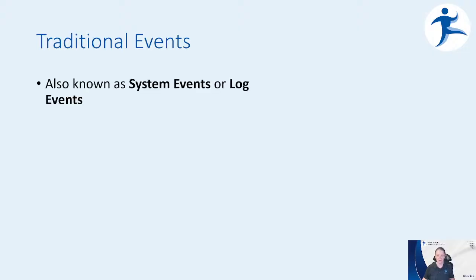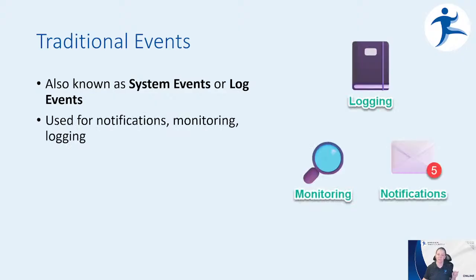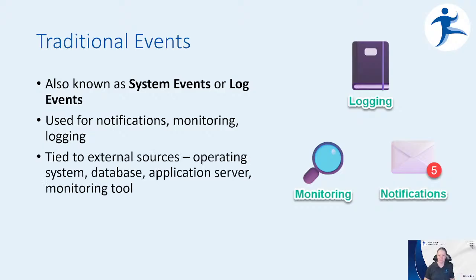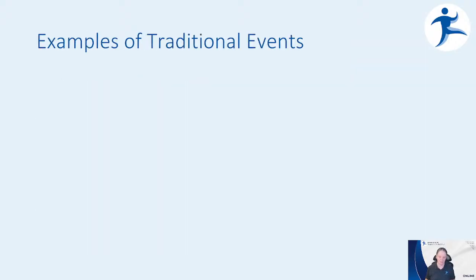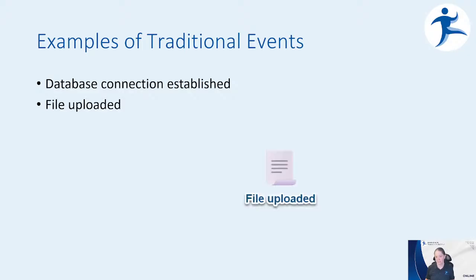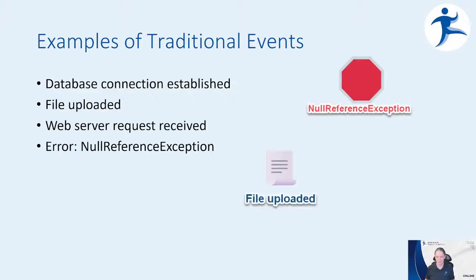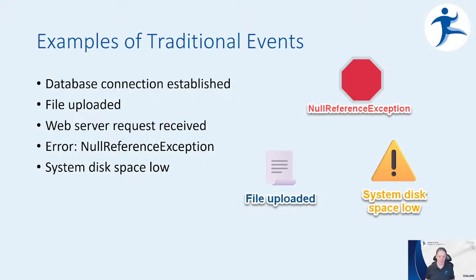So traditional events are also known as system events, or you might hear them called log events. These are used for things like notifications, monitoring, and logging. When it comes to traditional events, these are coming from external sources: the operating system, the database server, the application server, monitoring tools, web servers. These are coming from something outside of your environment. Just to level set on why we're talking about events in general and why domain events are different: with traditional events, think of them as typically a timestamp and minimal details. These include things like database connections getting established, files uploaded, web server requests, no references, things like that.